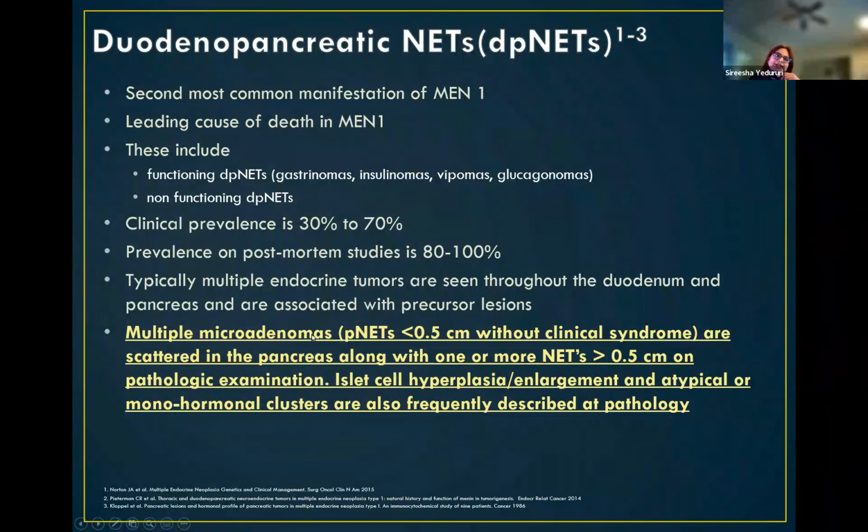Multiple endocrine tumors are seen throughout the duodenum and pancreas typically, and these are associated with precursor lesions. So the microadenomas, which are precursor lesions, less than 0.5 centimeters without any clinical syndrome, are scattered in the pancreas along with one or more neuroendocrine tumors that are greater than 0.5 centimeters on pathologic examination. And islet cell hyperplasia, enlargement, and atypical or monoclonal clusters are also observed.